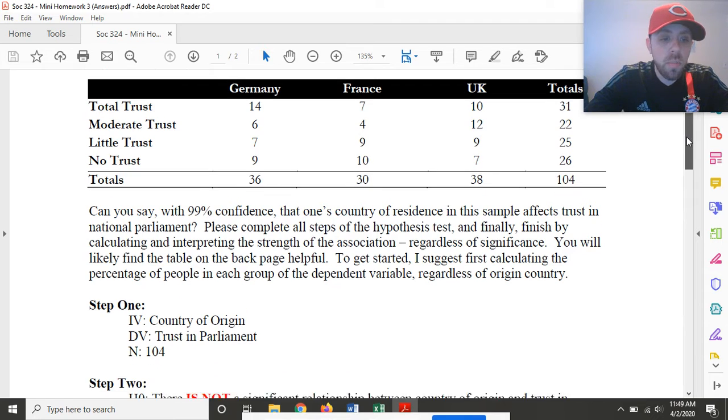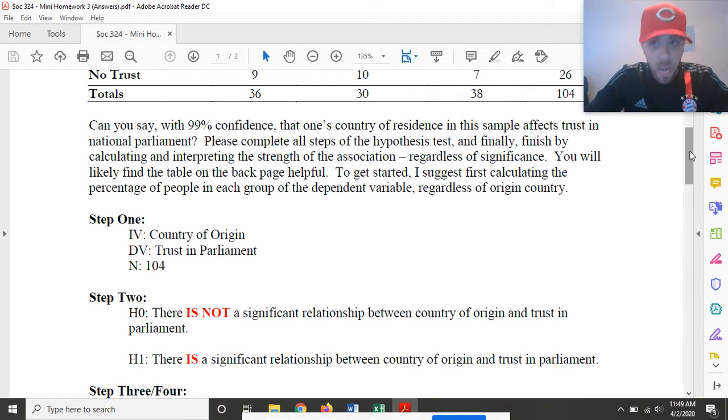Okay, so moving on to step two, I must write my hypotheses in the English language, not in the mathematical language anymore. So the null hypothesis, H0, will be that there is not a significant relationship between country of origin and trust in parliament. There's no effect. The one does not affect the other. The alternate hypothesis, H1, we will classify that as there is a significant relationship between the country that one lives in and trust in parliament. And that's it. That's all I have to write. There is not a relationship on the null. There is a relationship on the alternative side.